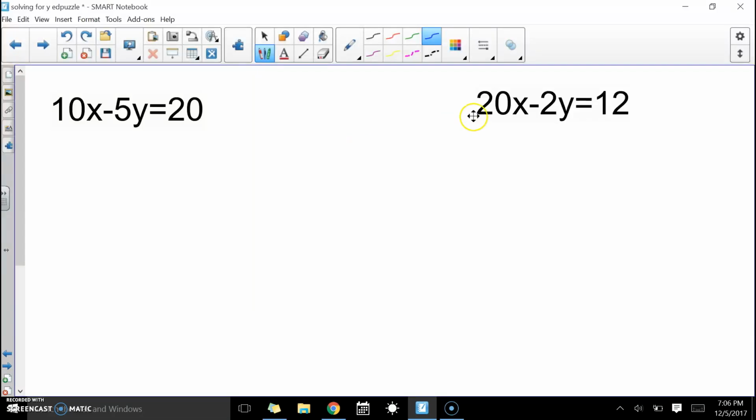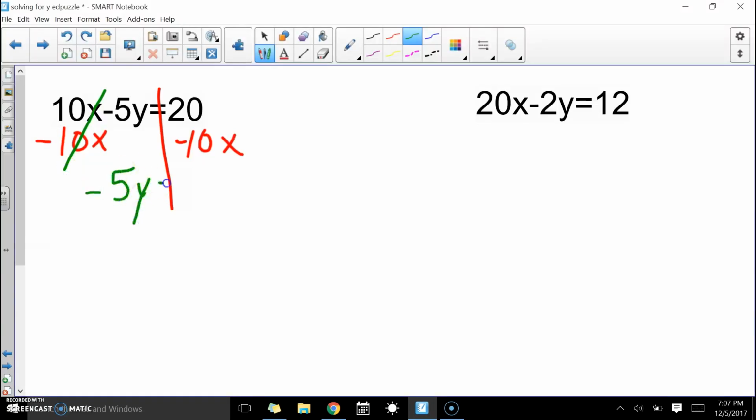Let's try this one. I need to get rid of everything that's on the same side as y. I start with my x term first. You always start with your x term first. So I'm going to subtract 10x from both sides. I'm now left with negative 5y equals 20 minus 10x.